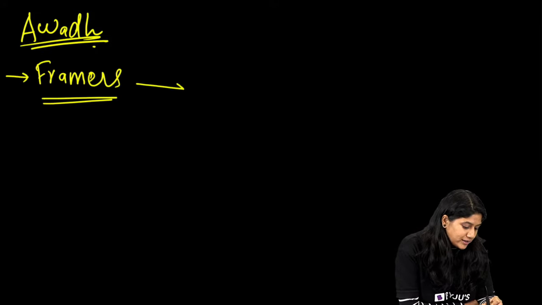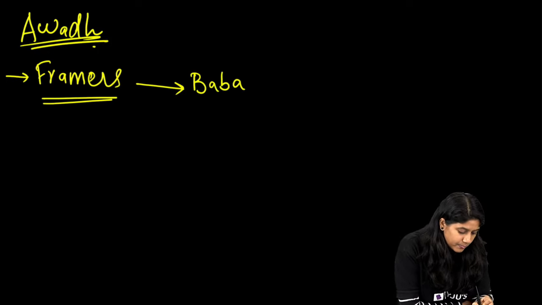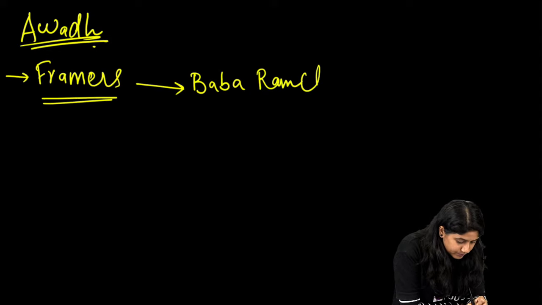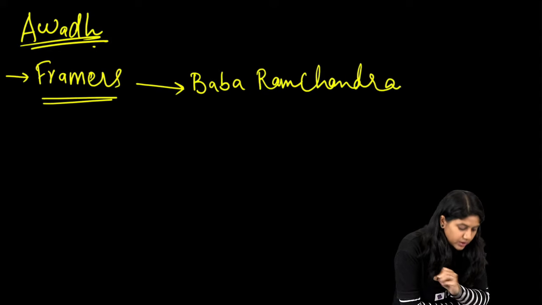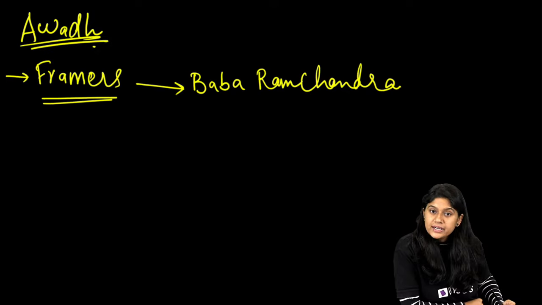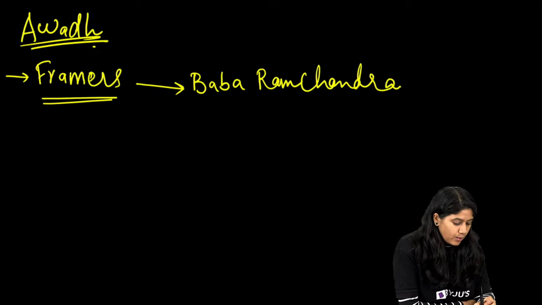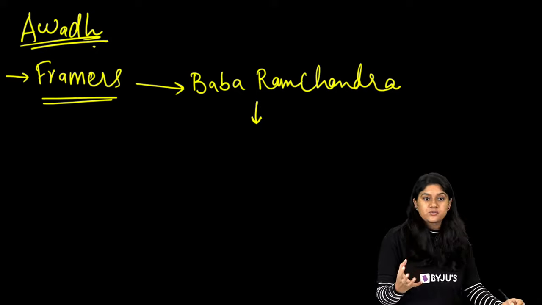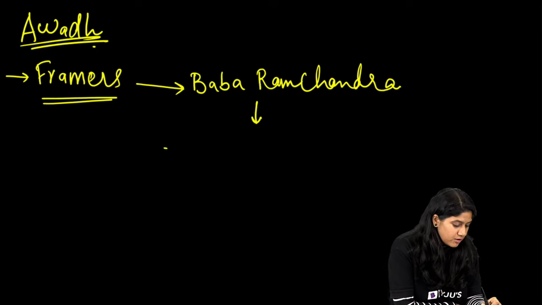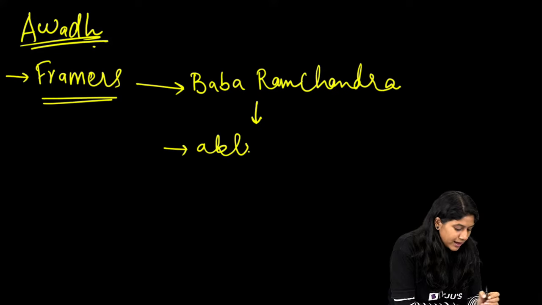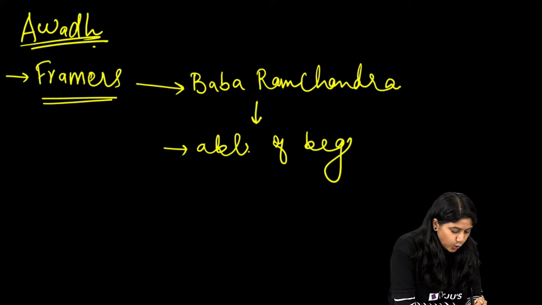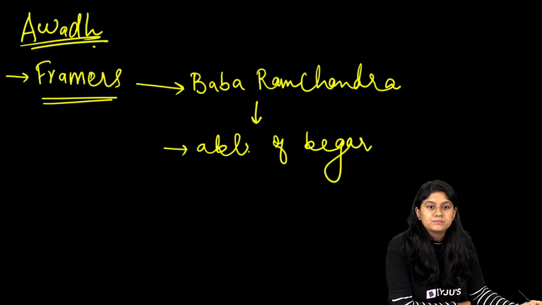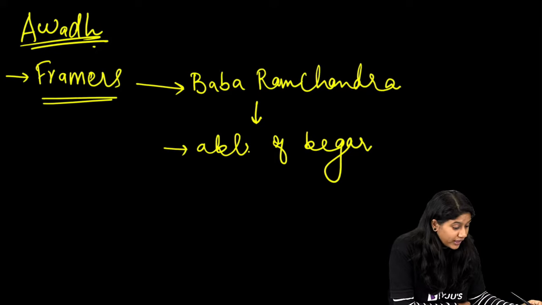And peasants joined the non-cooperation movement, which was led by Baba Ramchandra. Clear? What did he do? Now, there were a few demands that he raised along with the people. First, abolition of the begar system. No free work will be done by the people. No free work will be done. Clear? Yes? Okay, sorry for that.